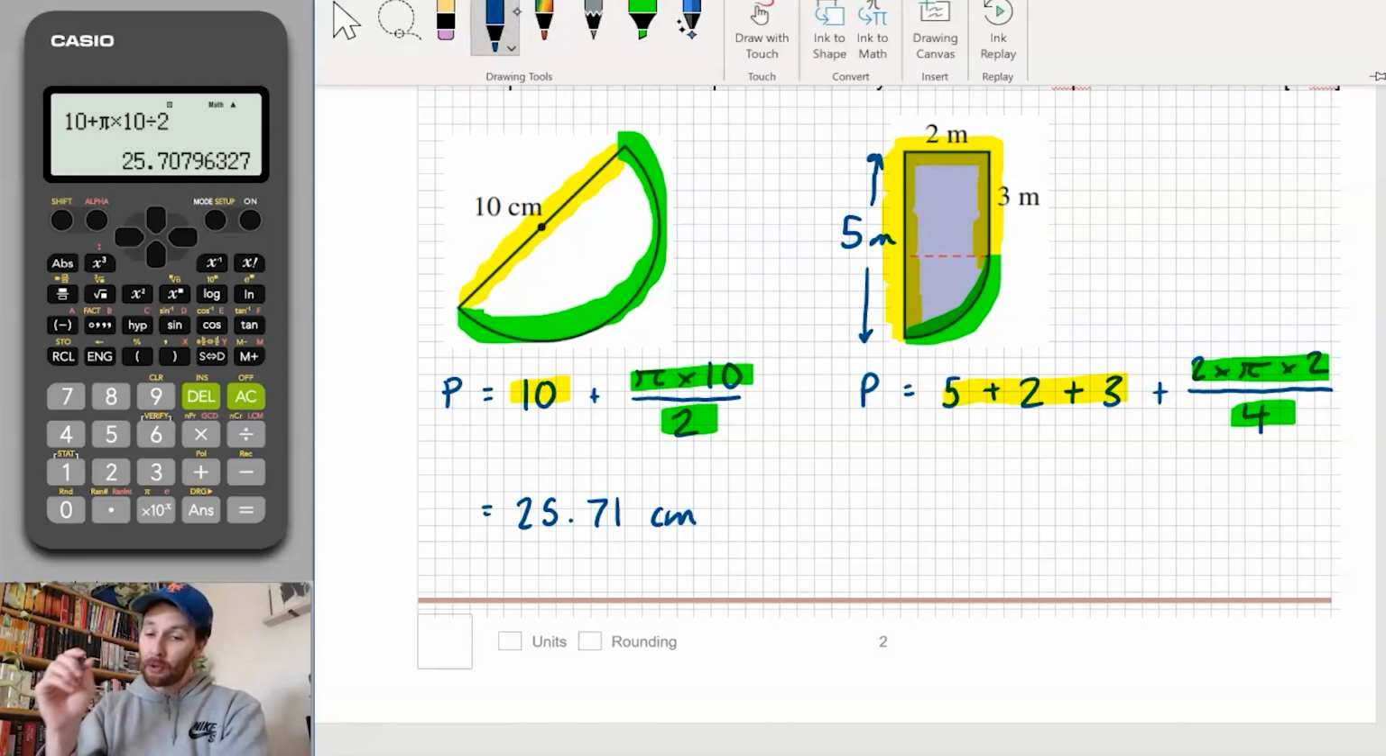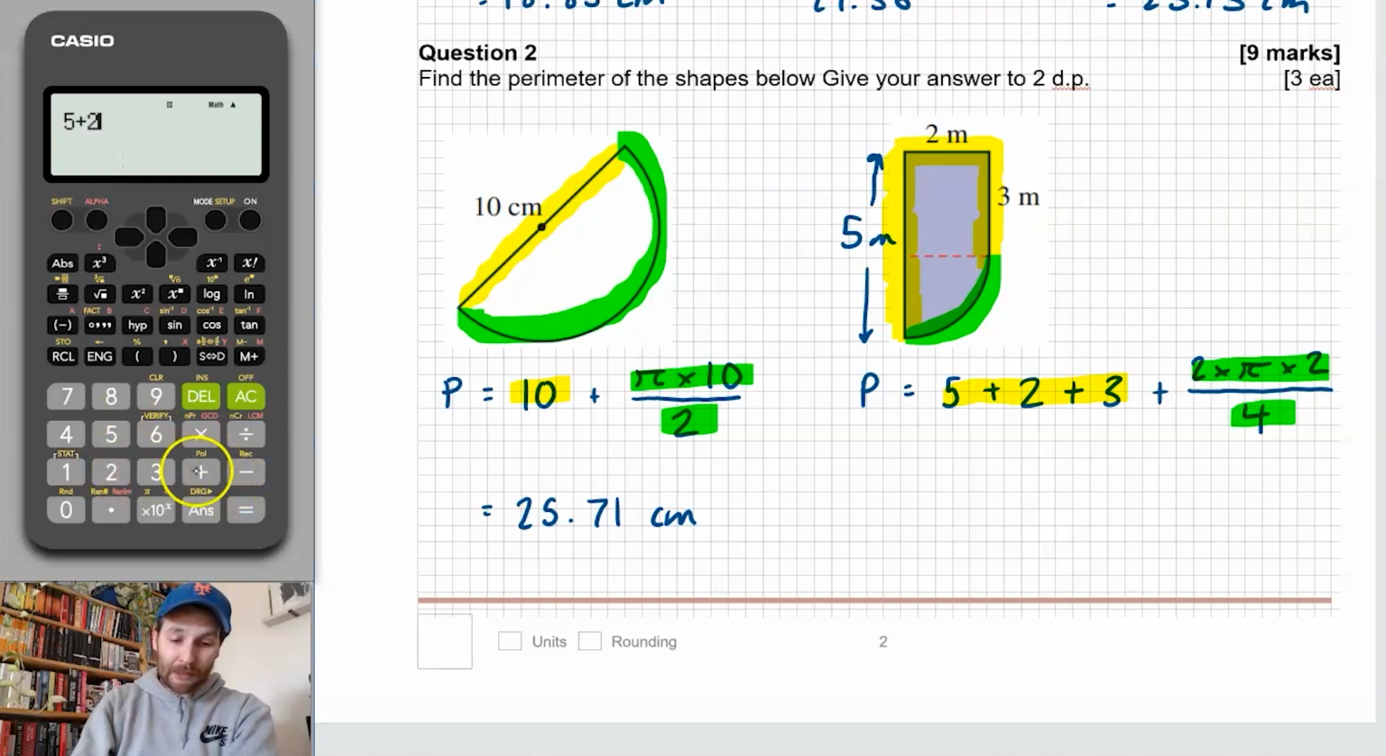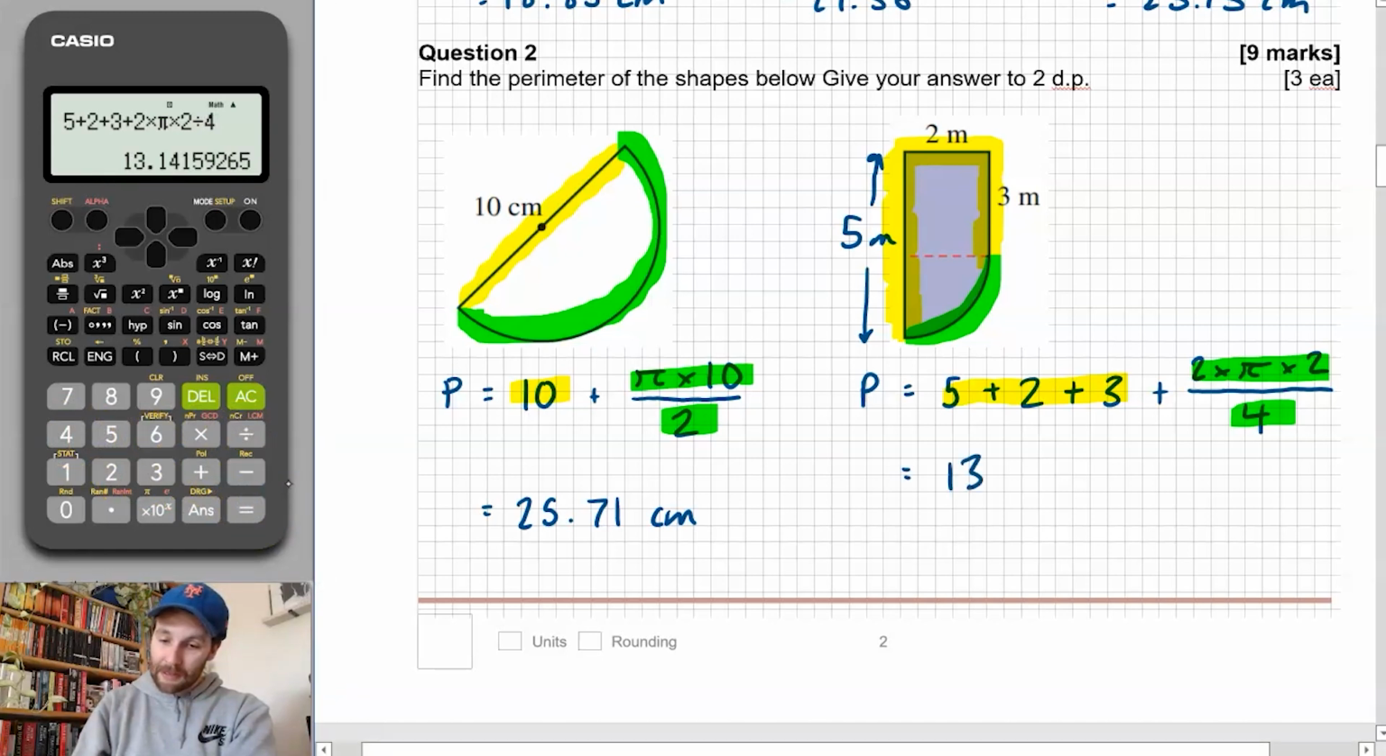Okay, but now we've done our 3 straight edges, we've done our curved bit as well. Now if we put that in our calculator, we've got 5 plus 2 plus 3, and we want to add on to that 2 times pi times 2 divided by 4, which should give us the right answer, in this case 13.14 centimeters.